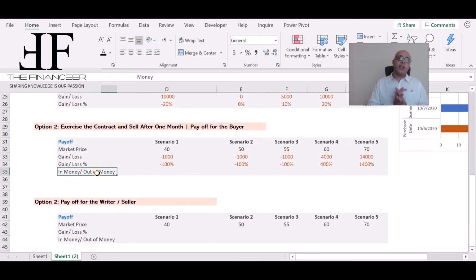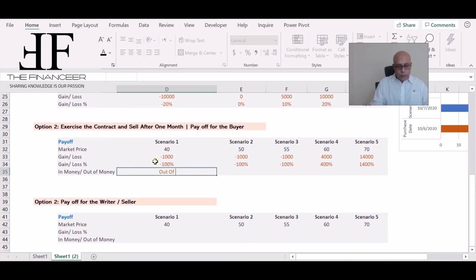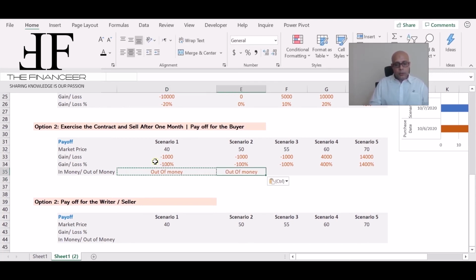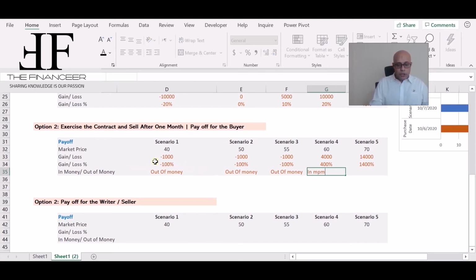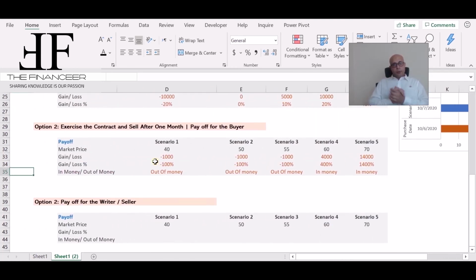So in this case, for the buyer, we need to determine whether the buyer is in the money or out of the money. If the buyer is achieving loss, he is going to be out of the money. He didn't utilize the option, so he's out of the money. As long as it is a loss, it will be out of the money. Starting from achieving gain, the option contract for the buyer will be in the money. This is from the buyer side.